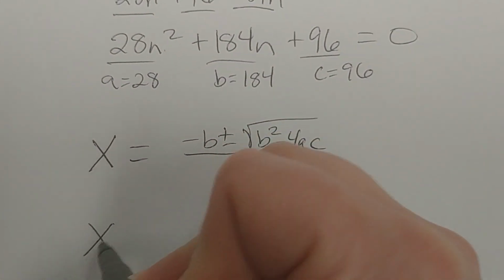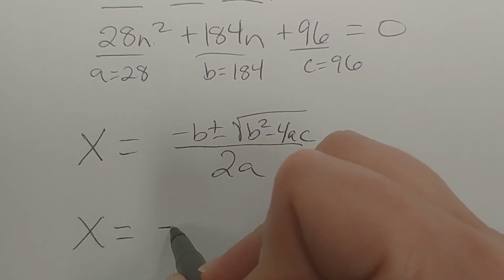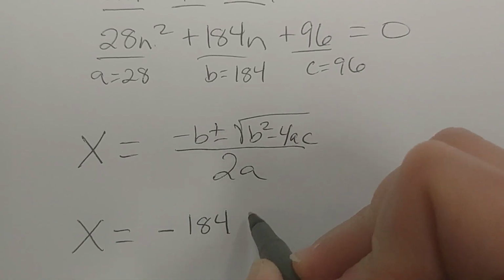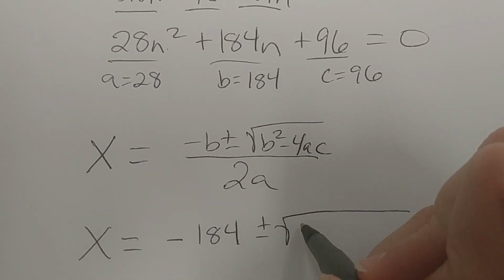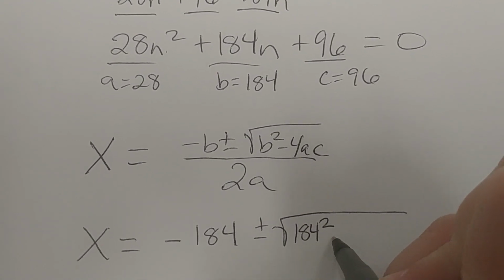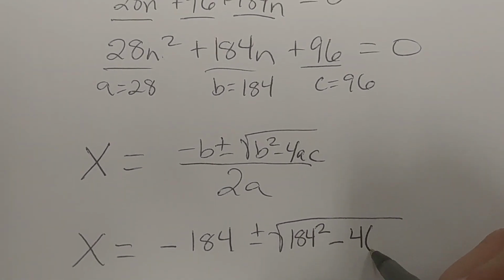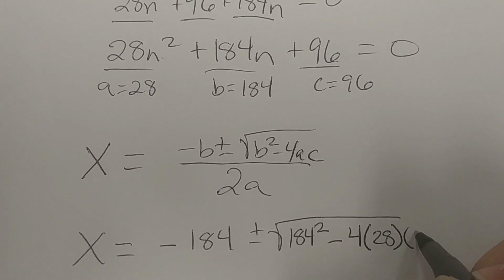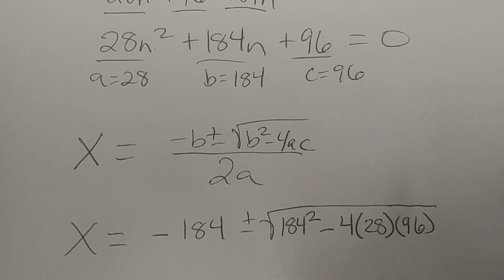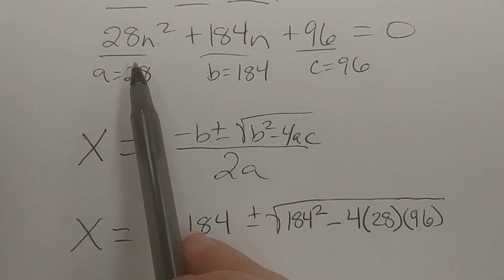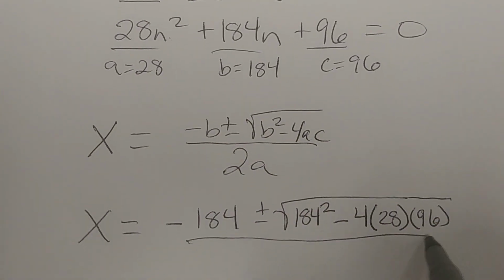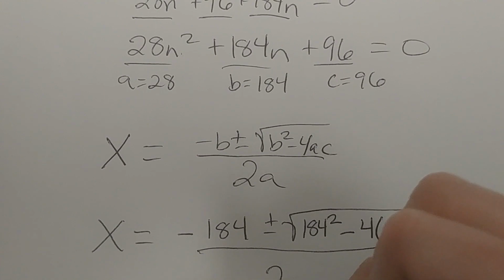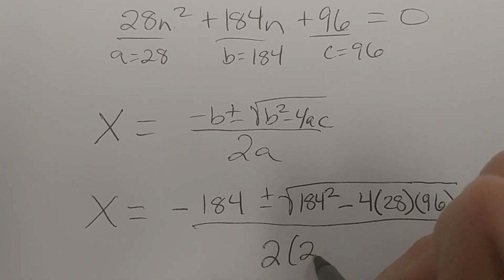So this is our first substitution. So negative b, so that's negative 184 plus or minus square root. Okay, b again is 184 squared minus 4 times a times c. And I'm just being careful and making sure I'm putting the right number into the right letter at the right spot. And then 2a, a again 28.